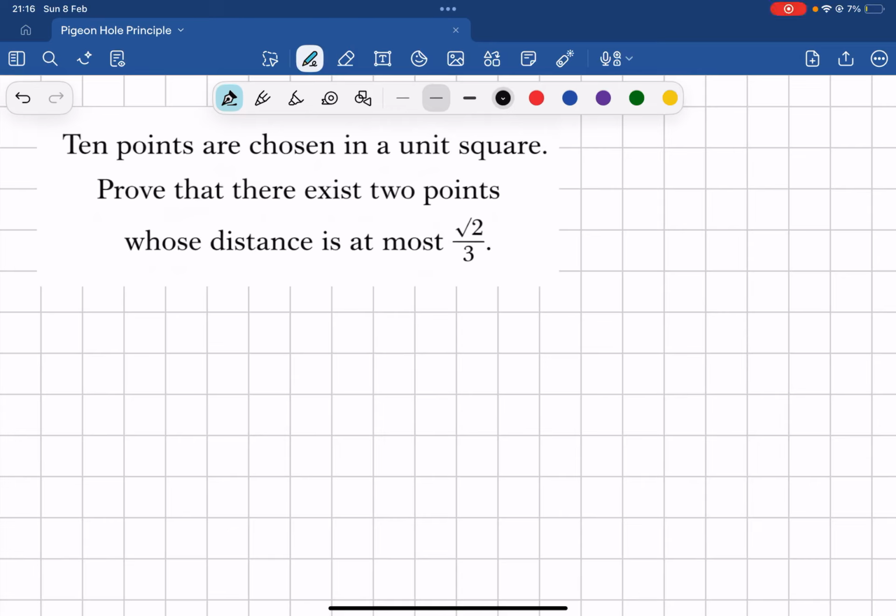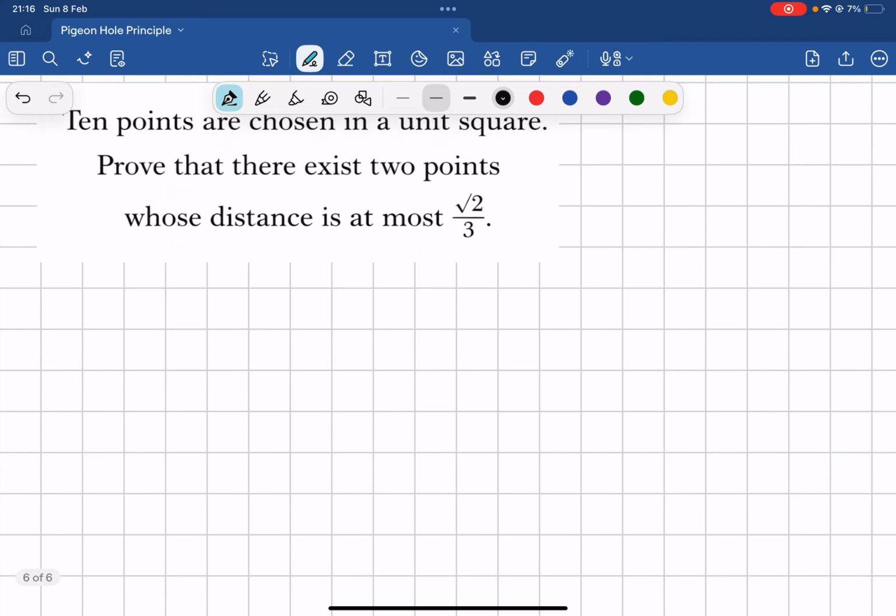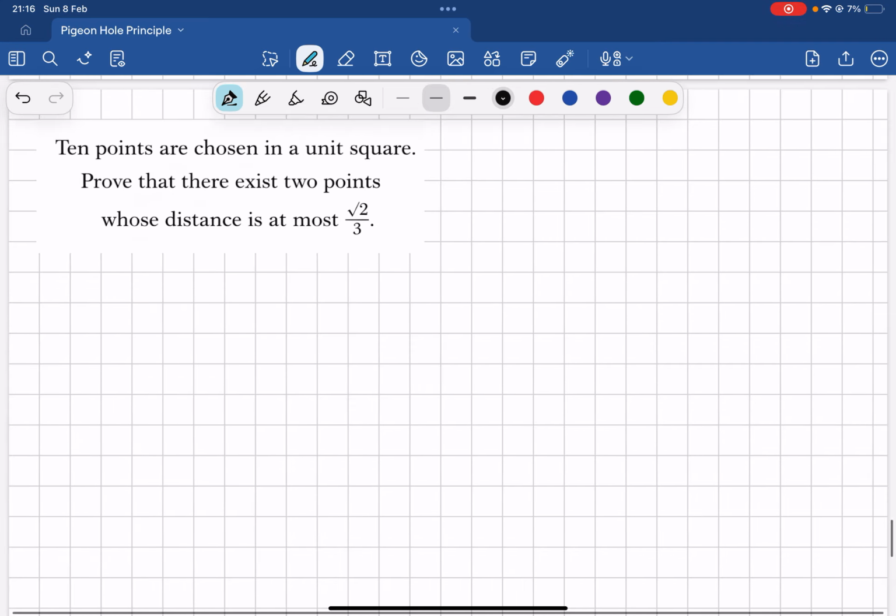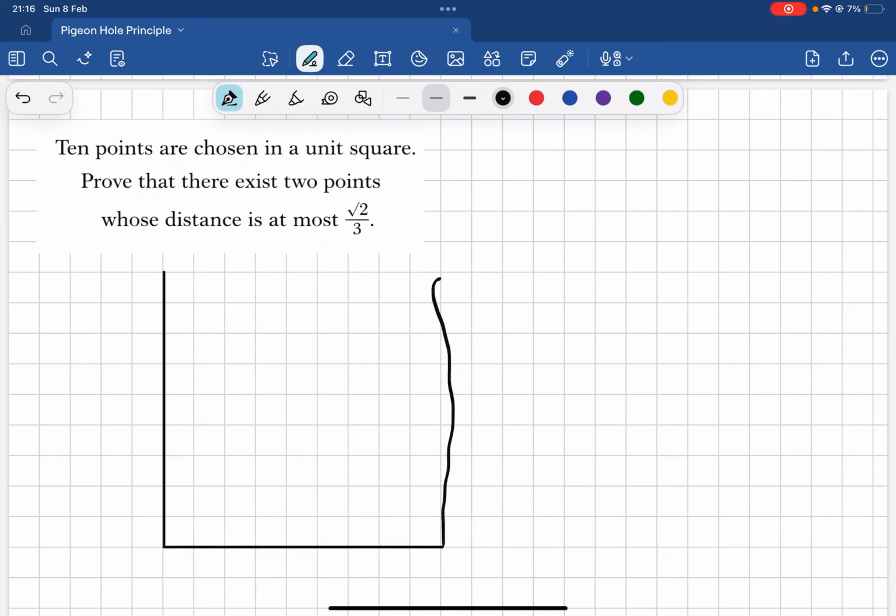We've got a Pigeonhole Principle style question. 10 points are chosen in a unit square. Unit square, side length 1, easy stuff. Prove that there exist 2 points whose distance is at most root 2 over 3. So let's draw our square. It's 1, 2, 3, 4, 5, 6, 7, 8, 9 across. 9 down, sorry, so that means 9 across. Alright.